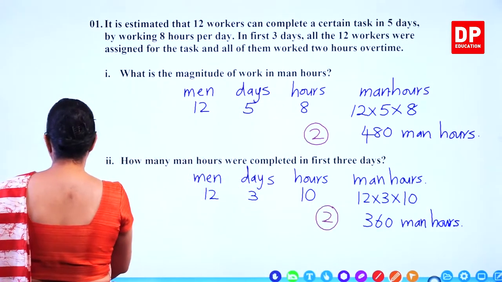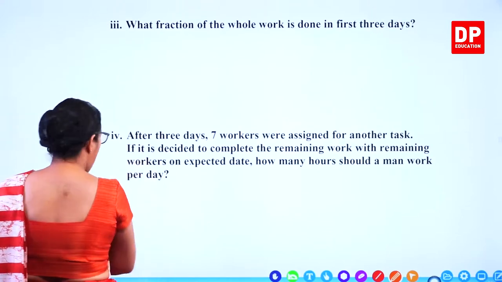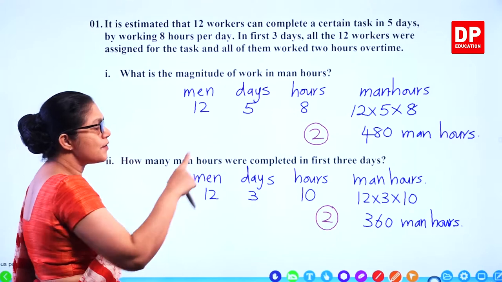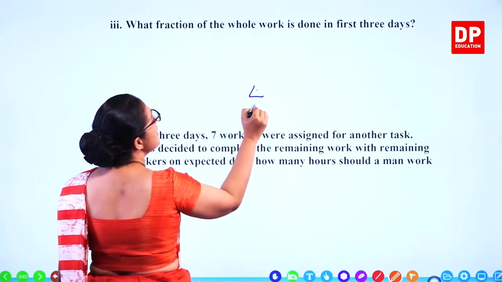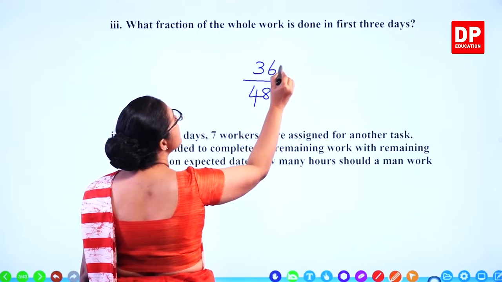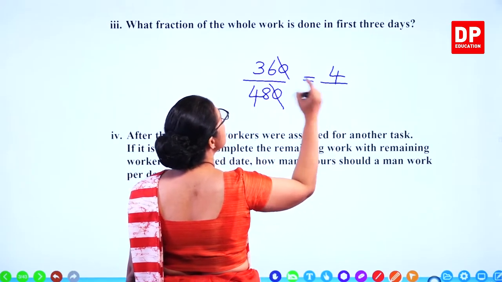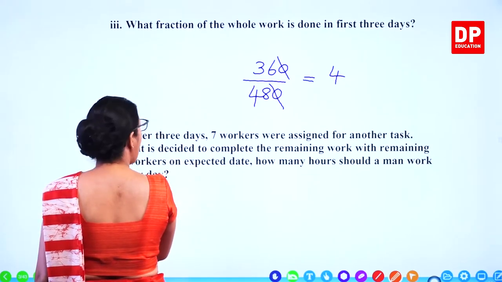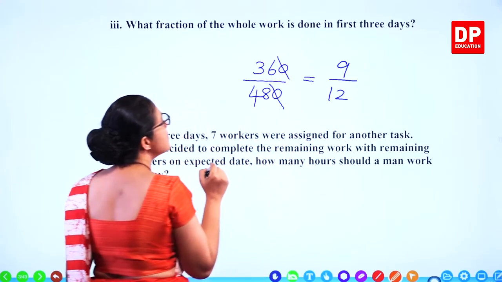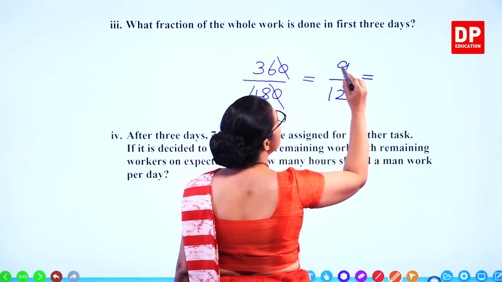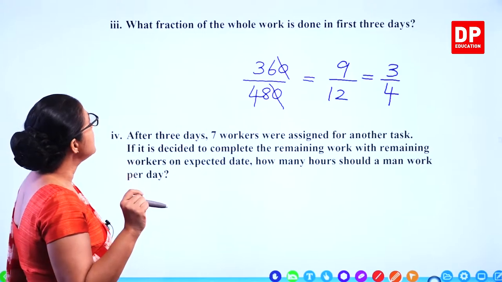Let's take the next one. What fraction of the whole work is done in the first 3 days? So, we saw that out of 480 man hours, 360 already completed within 3 days. So, 480 and here 360 as a fraction. So, the 0s get cancelled out. It is divisible by 4. 4 times 9, 4 times 12. Again, it's divisible by 3. 3 times 3, 3 times 4. So, 3/4 of the work completed within 3 days.